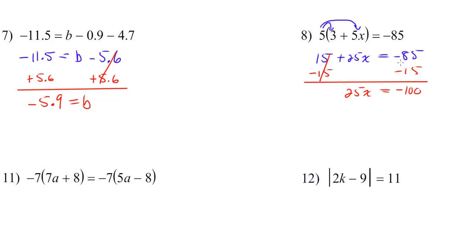Why negative 100? Because same sign, add them together and keep the sign. Next, we have to divide both sides by 25. On the left, these cancel out, leaving us with x. And on the right, negative 100 divided by 25 is negative 4.